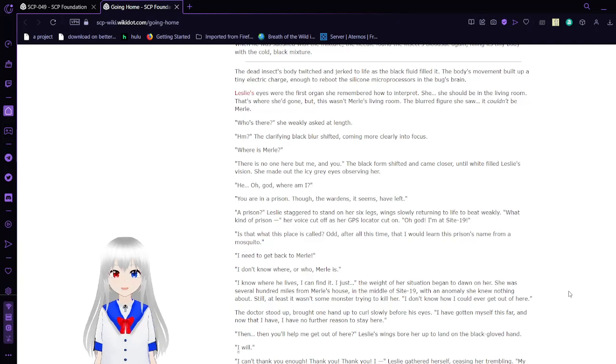"Who's there?" she weakly asked at length. "Hmm?" The black blur shifted, coming more clearly into focus. "Where is Meryl?" "There's no one here but me and you." The black form shifted and came closer until white filled Leslie's vision. She made out the icy gray eyes observing her. "Oh God, where am I?" "You are in a prison, though the wardens, it seems, have left." "A prison?" Leslie staggered to stand on her six legs, wings slowly returning to life weakly.